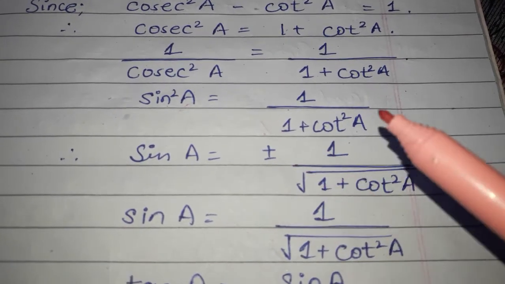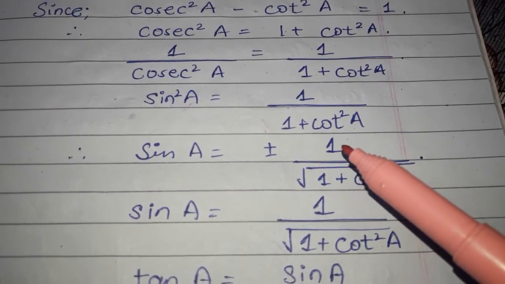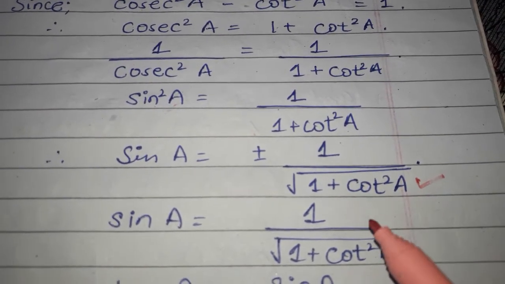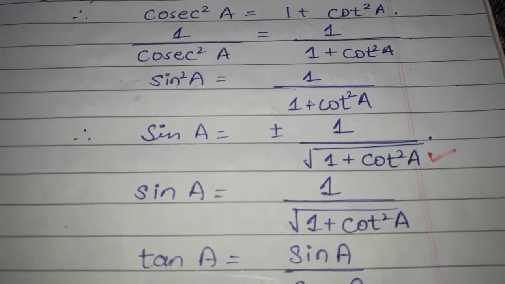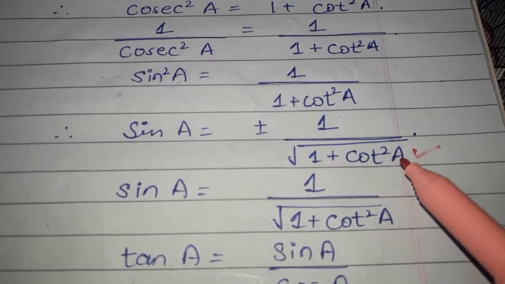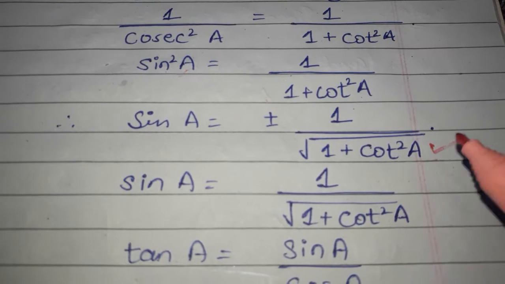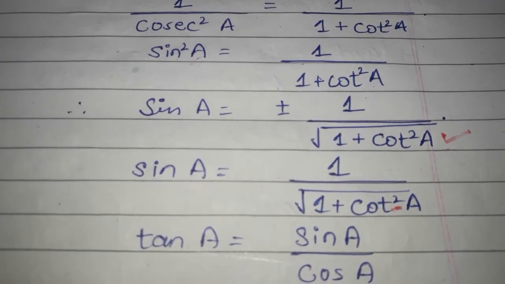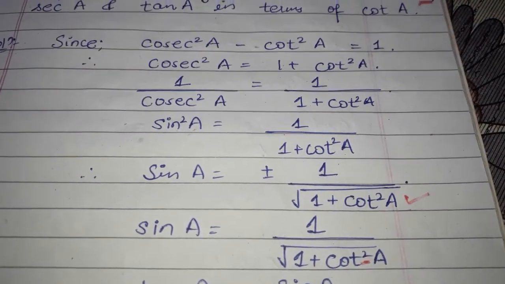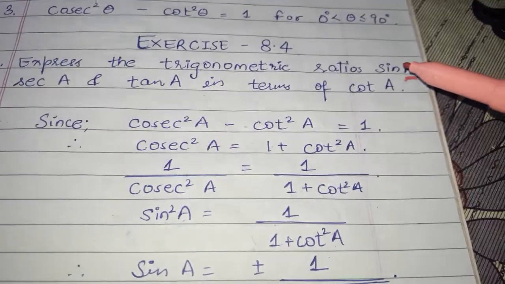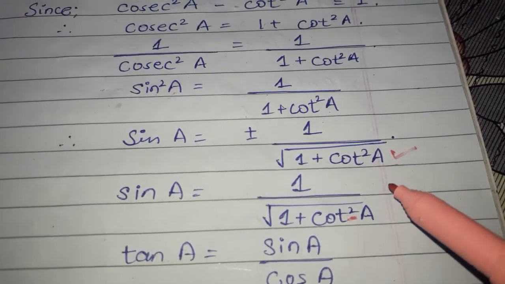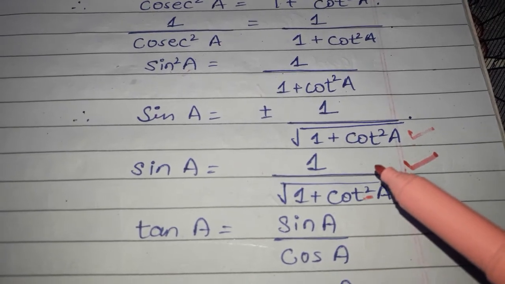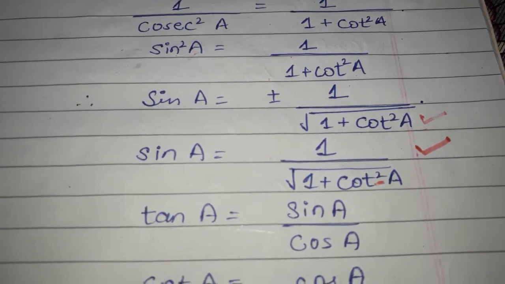Values can be both positive and negative. Under root of 1 is 1, so it is written as 1 here, and on denominator it is written under root 1 plus cot²A. Now since the value of cot²A will be positive always because its square is taken, so only positive sign is taken here. So first I have represented sin A in terms of cot A as this. Sin A can be represented in terms of cot A as sin A will be equal to 1 upon under root 1 plus cot²A.